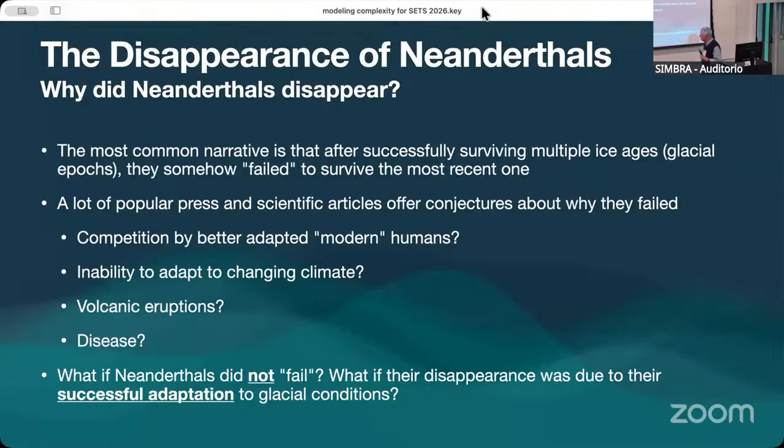My question is, what if they didn't fail, right? What if their disappearance was not due to failure, but due to success? That they successfully adapted to the ongoing environmental change of the last glaciation, just like they had successfully adapted to the previous ones.